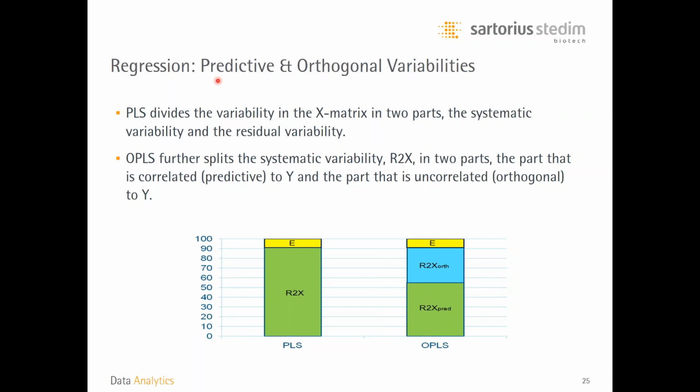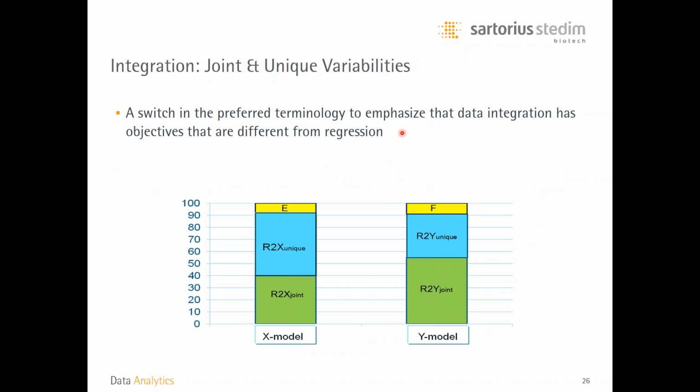Here, the preferred language talks about predictive and orthogonal variabilities, whereas in the data integration or data fusion scenario, we recommend a switch in the preferred terminology to emphasize that data integration and data fusion has objectives that are different from regression. So rather than talking about predictive and orthogonal variabilities, we prefer to talk about joint and unique variabilities. The joint variation is information that is found in all blocks, and the unique variation is, obviously, something that is confined to just one of the two blocks of data.